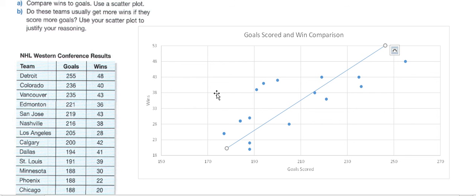And this is the power of a scatter plot in that we can see if there is a trend in the data.